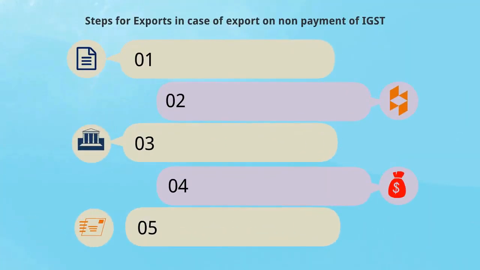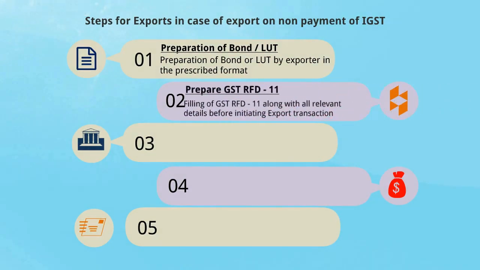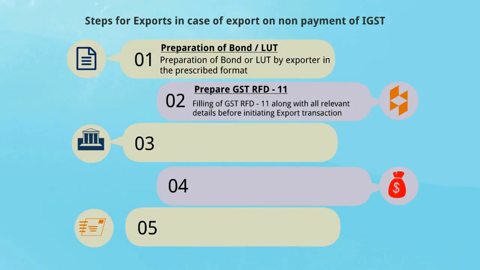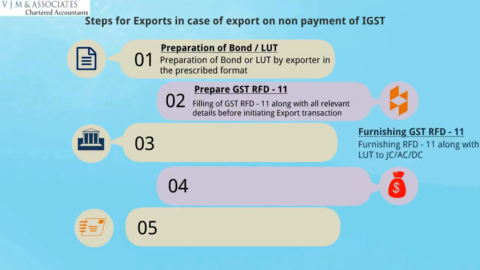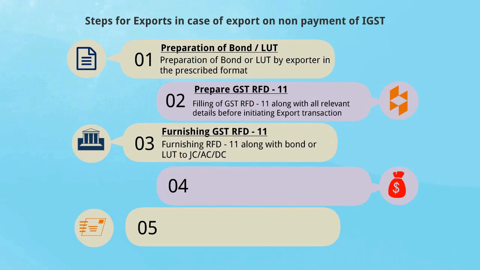Steps for export. Step 1. Preparation of bond or LUT by the exporter in the prescribed format. Step 2. Prepare GST RFD-11. Fill GST RFD-11 along with all relevant details before initiating the export transaction. Step 3. Furnishing GST RFD-11. Furnish RFD-11 along with the bond or LUT to JCA-CDC.